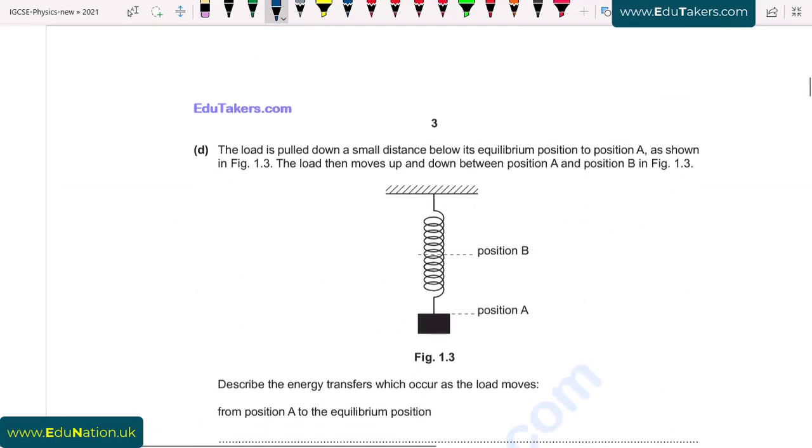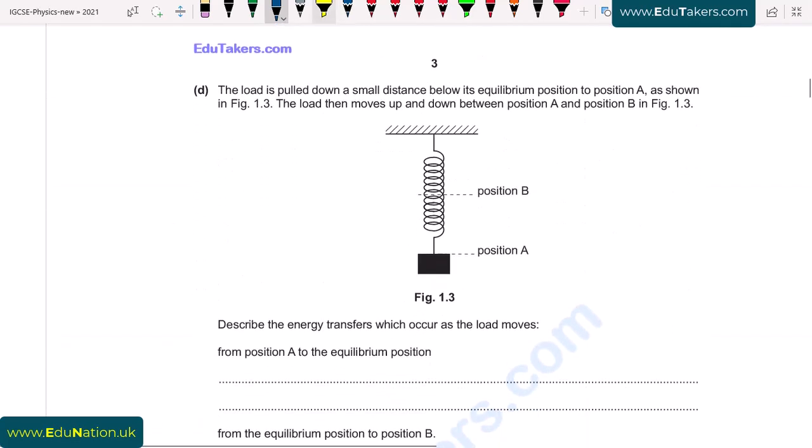Moving towards the next part, part D. The load is pulled down a small distance below its equilibrium position to position A, as shown in figure 1.3. The load then moves up and down between position A and position B in figure 1.3. So in figure 1.3, we can see that there is a spring and two positions are mentioned here, position B and position A. These two positions are actually the extreme positions of the spring.